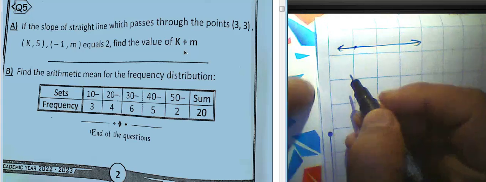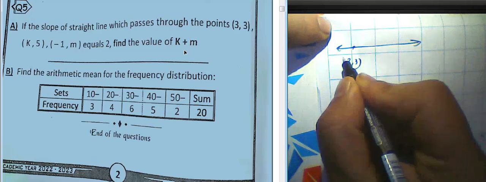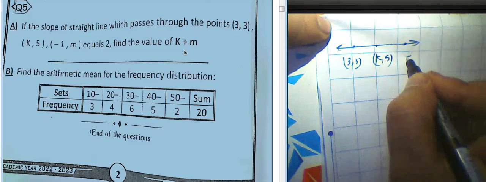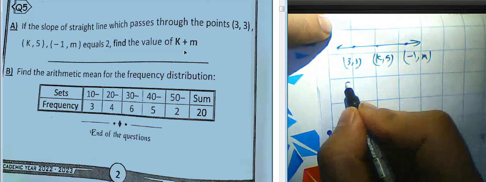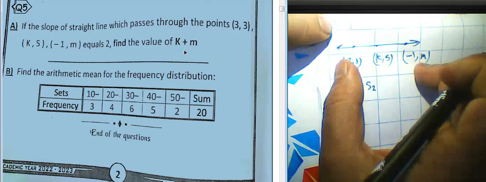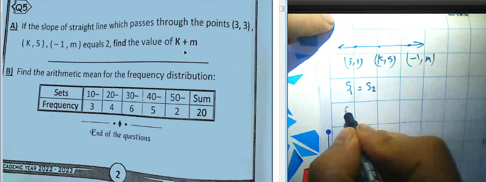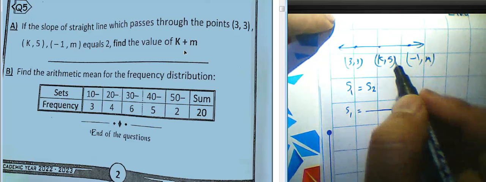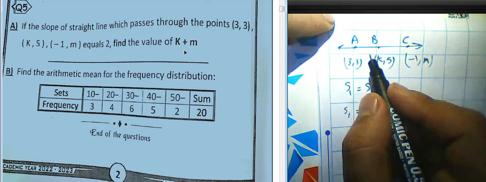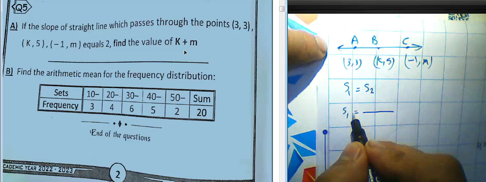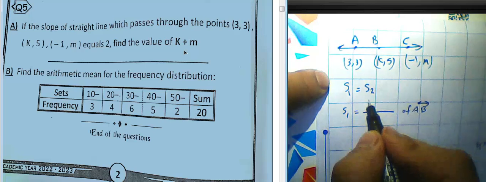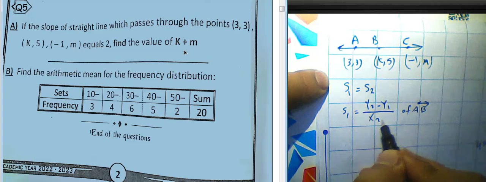This is the first point here, (3, 3), the next point (k, 5), and the next (-1, m). We know slope 1 equals slope 2. We can find the slope from two points here and two points here. Pay attention to this example. We call the points A, B, C. Slope 1 is the slope of the straight line AB.